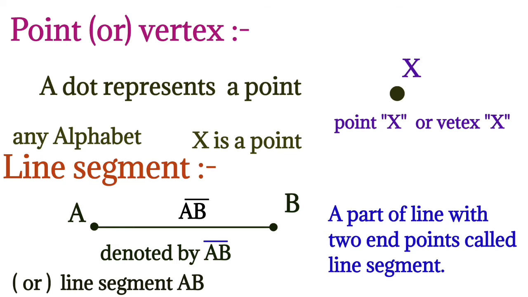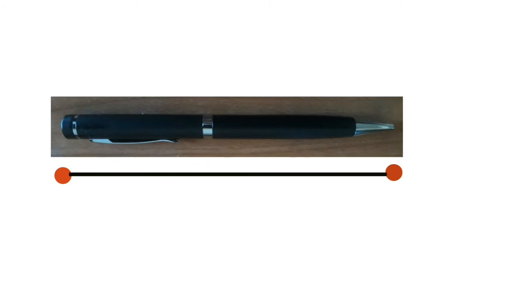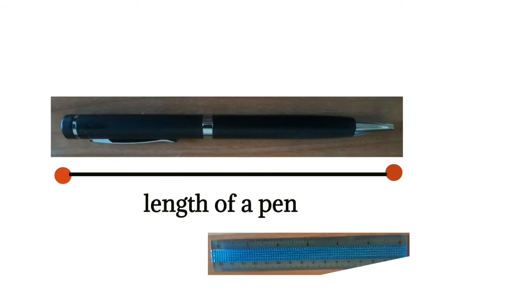We can see these line segments in our daily life, in so many objects around us. For example, take a pen. A pen has a fixed length. It cannot be extended. We can easily measure the length of the pen with the help of a scale or ruler. Some other examples are edges of a table, edges of a book, etc. These are examples of line segments.